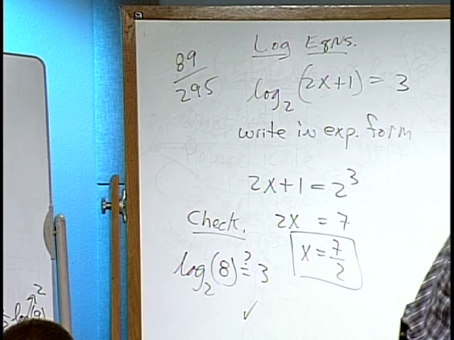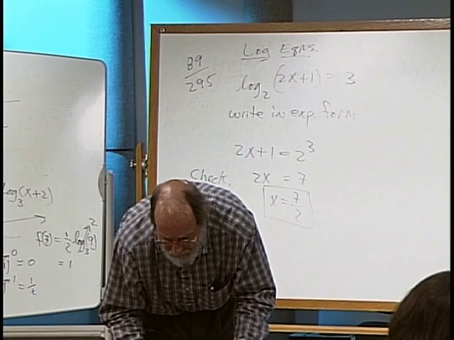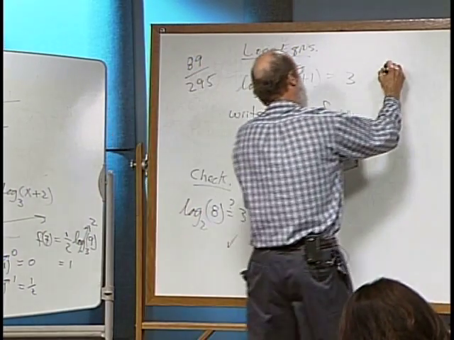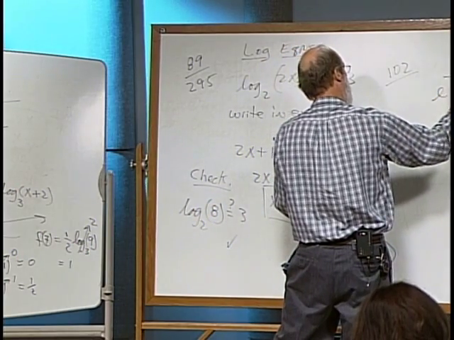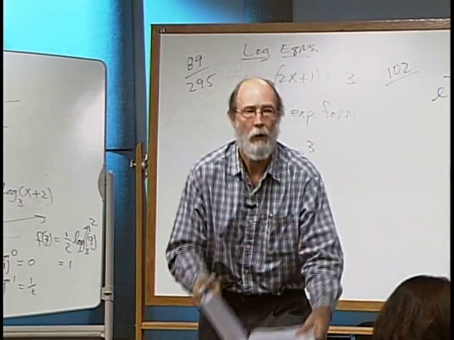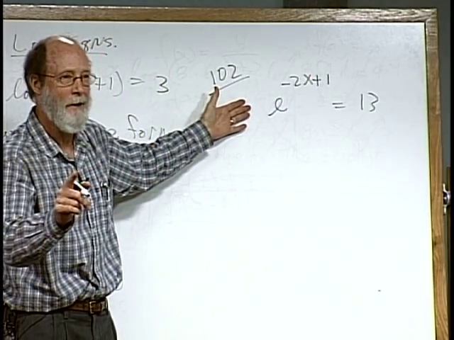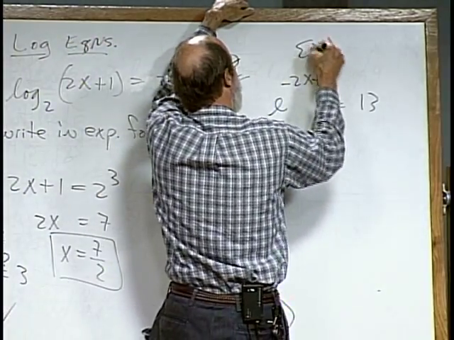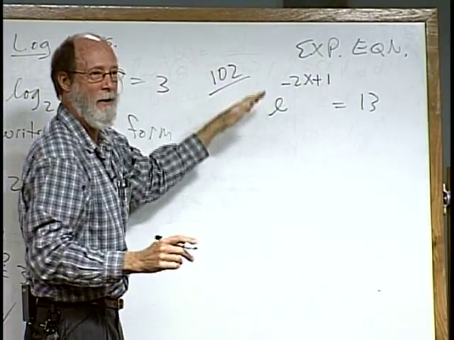See if I can do one more real quick one. How about this one? 102, same page. e to the minus 2x plus 1 equals 13. This is called a, what kind of equation? Don't say logarithm. That's an exponential equation. Very good. Okay, it's an exponential equation. How do you solve exponential equations?